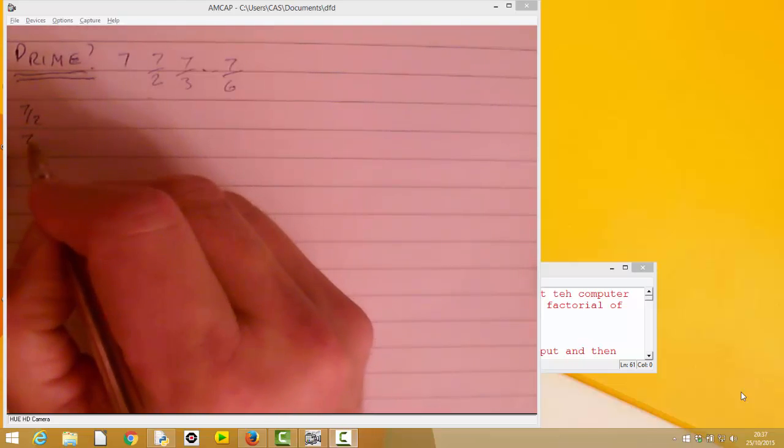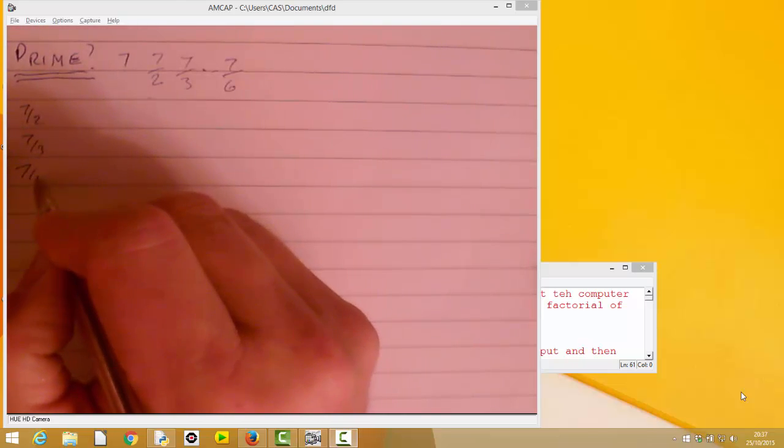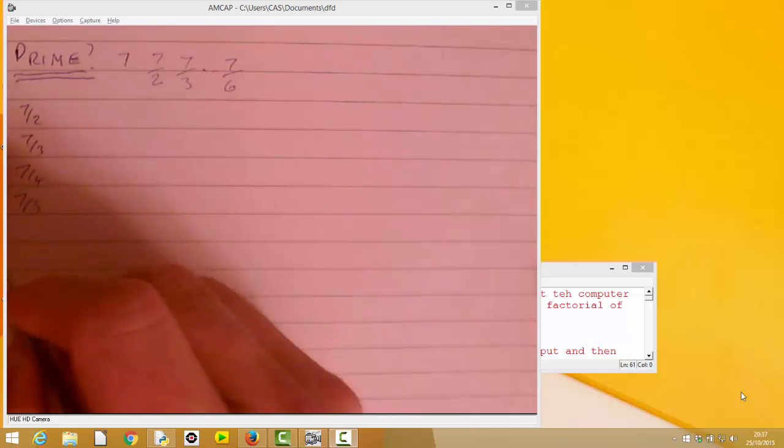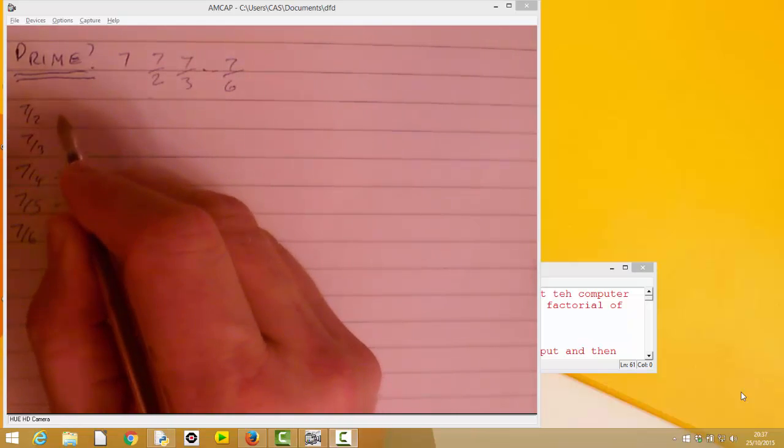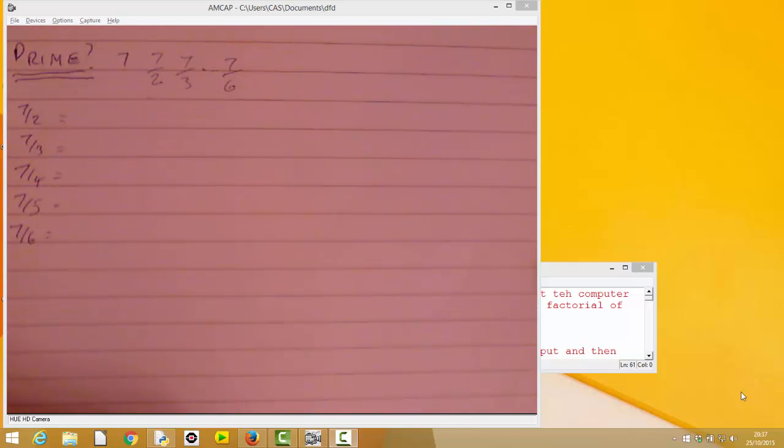7 over 2, 7 over 3, 7 over 4, 7 over 5, and 7 over 6. Let's think about what they equal. Now, I'm not actually bothered about the answer. I just want to know, are they divisible? Obviously, here we mean whole number division, because every number is divisible by something if it's giving me a fractional answer. I'm not interested in that. I want to know, is it a whole number division? And the way we can test if it goes in a whole number of times is to look at the remainder.